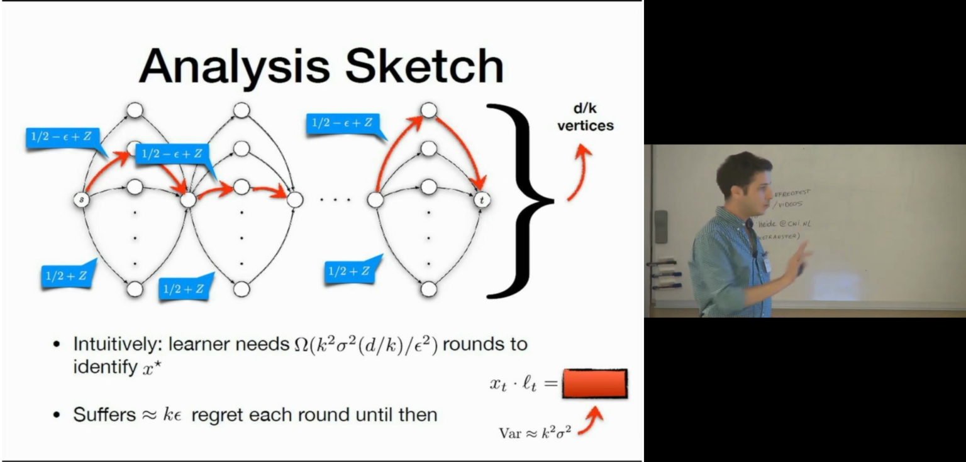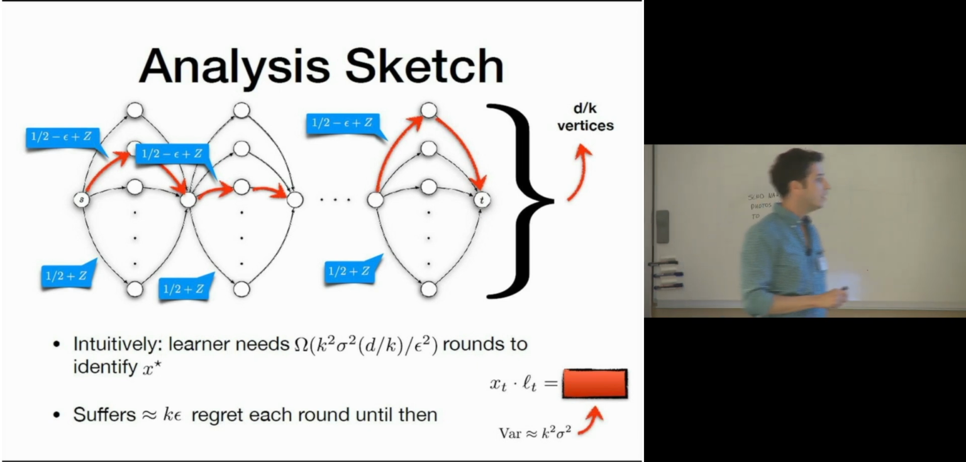Okay, so this is not how we prove this, but just to give an intuition. The goal of the learner is essentially to find this x star as quickly as possible. The intuition is that she needs roughly k squared sigma squared, because of the variance of the loss, times d over k, because she has to choose one of d over k vertices in each layer, over epsilon squared rounds to identify x star. And until she does so, she suffers roughly k epsilon regret in each round. So if we choose epsilon in the worst case sense, we get the lower bound that we wanted.